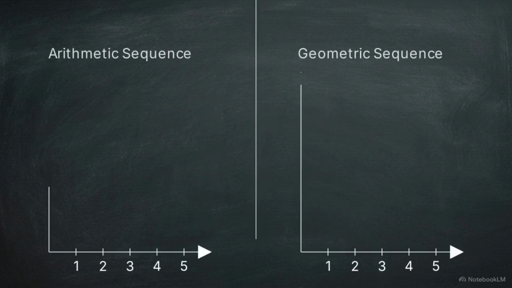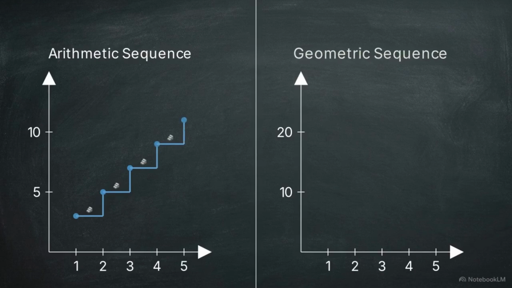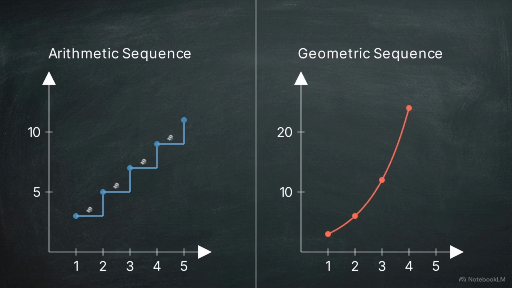This split-screen graph shows exactly how that multiplication behaves compared to simple addition. On the left, we have an arithmetic sequence. Adding a constant number creates a steady, predictable set of stairs. But on the right, we have a geometric sequence, like the numbers 3, 6, 12, and 24. Because we are multiplying by a constant factor instead of adding, the curve launches upward like a rocket.